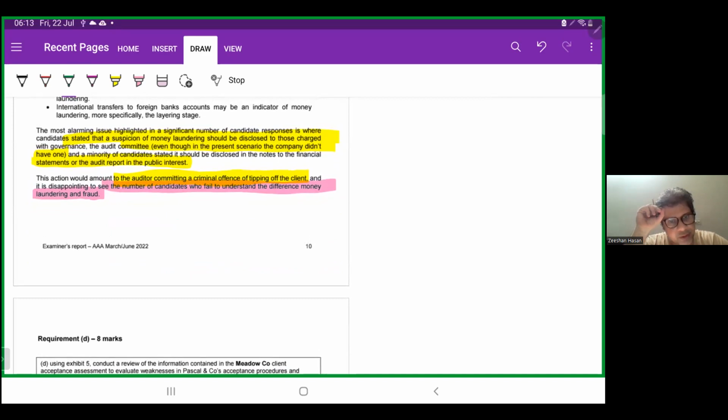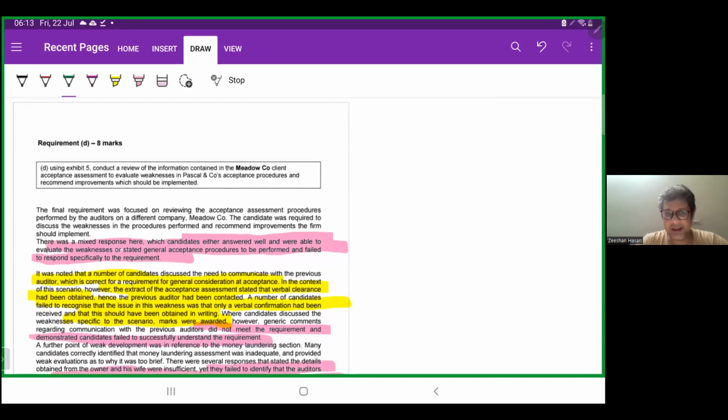suspicion of money laundering should be disclosed to those charged with governance, the audit committee, even though in this scenario the company didn't have one. And a minority of candidates stated it should be disclosed in the notes to the financial statements or the audit report in the public interest. This action would amount to the criminal offense of tipping off the client. And it is disappointing to see the number of candidates who fail to understand the difference between money laundering and fraud.